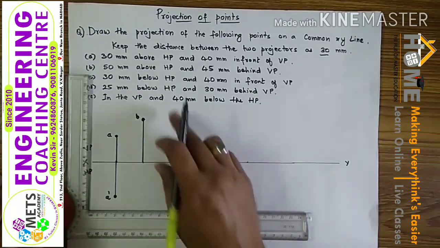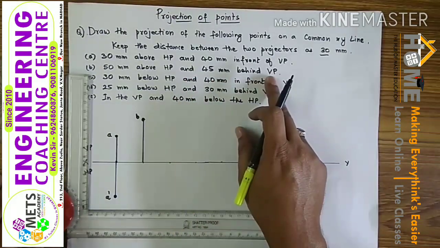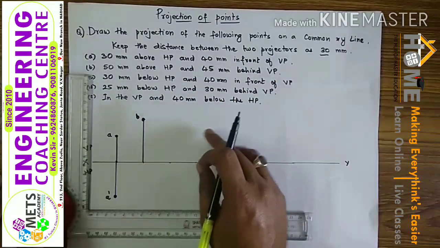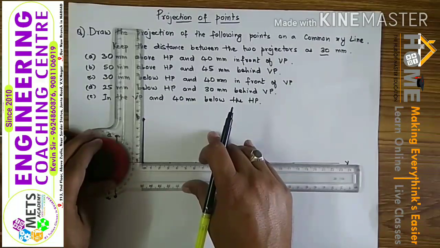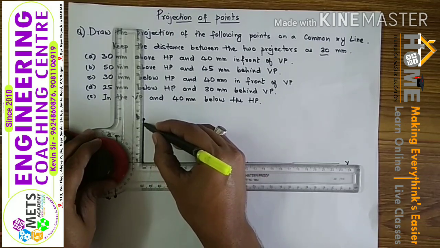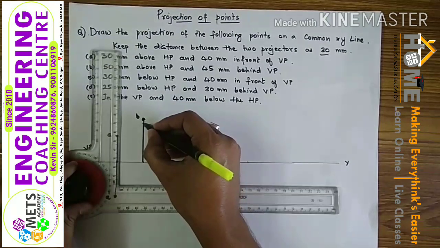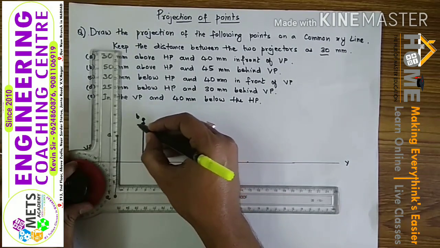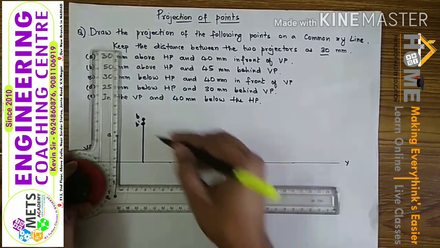And 45 mm behind VP. Behind VP means on the VP side only, we have to take from the XY line. How much? 45 mm. From here to here, 45 mm I took, and here also one more point. That point is called B dash.